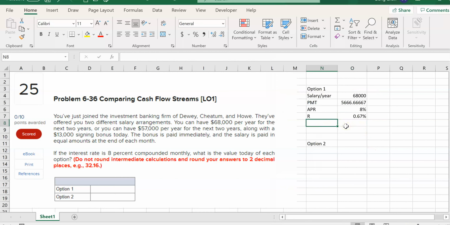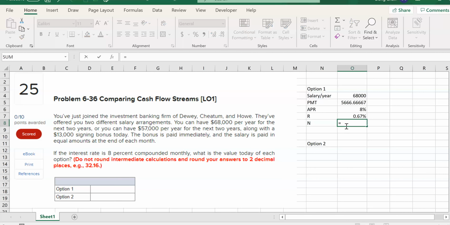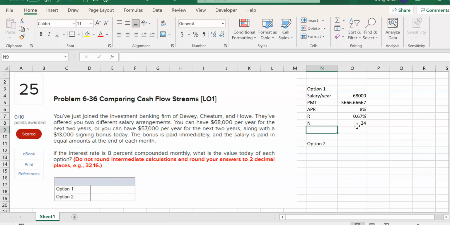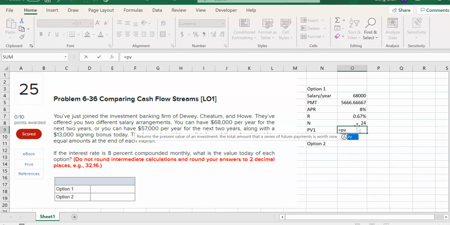And then we also need the number of equal payments, or the number of annuity payments. That's N. In this case, we have 2 years, and each year has 12 payments, so it's 2 times 12. Now with all these inputs, we can calculate the present value of option 1. That equals the PV function.